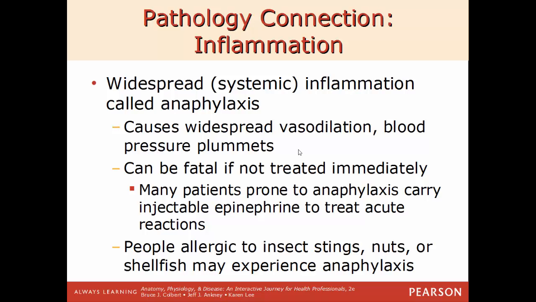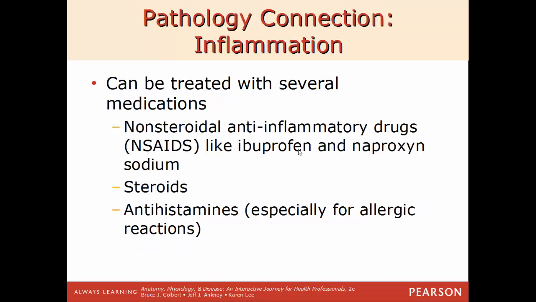Now, patients who are more prone to having anaphylaxis will carry or should carry an injectable epinephrine treatment. That's why it's called an EpiPen, because it looks like a pen that you would write with, has a dose of epinephrine inside it. And this is used to treat acute reactions. So those people that have very severe, say, peanut allergies or food allergies should be carrying an EpiPen with them at all times. Inflammation can be treated with several medications: ibuprofen, nonsteroidal anti-inflammatory drugs, or NSAIDs, steroids, antihistamines, in particular for allergic reactions.